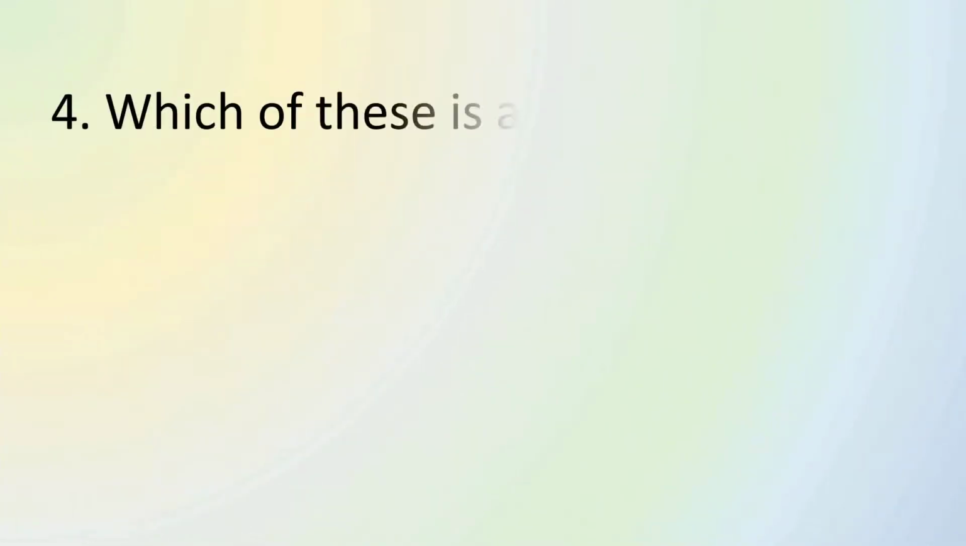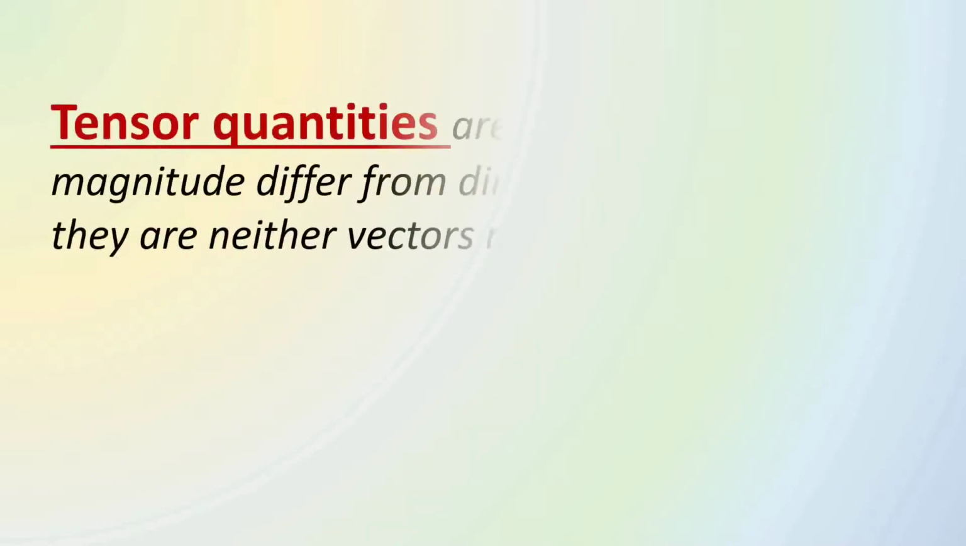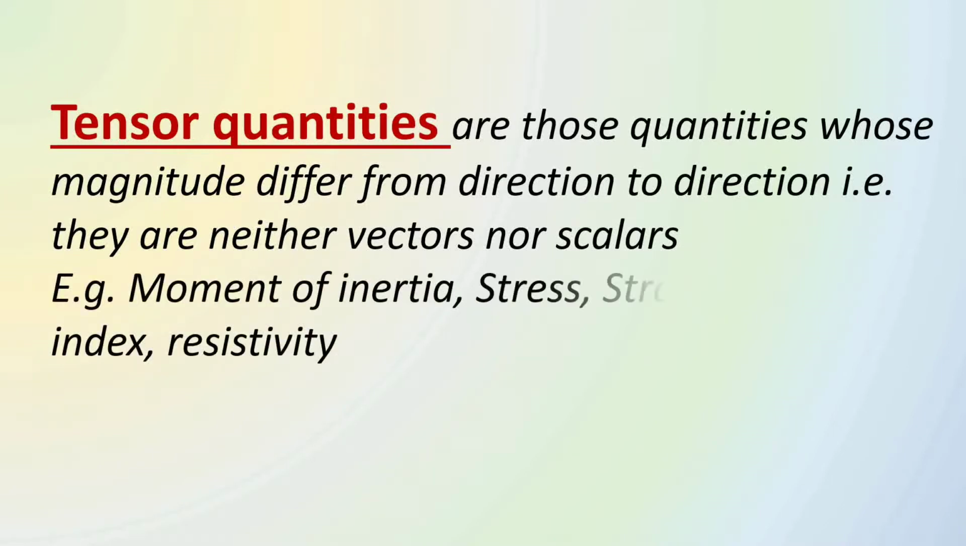Now before we select a tensor quantity from the given options, let's understand what tensor quantities mean. Tensor quantities are those quantities whose magnitude differs from direction to direction. For example, moment of inertia, stress, strain, refractive index and resistivity. Tensor quantities are considered neither vectors nor scalars.